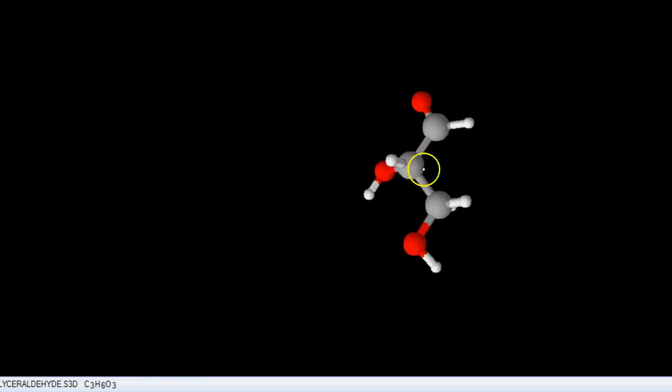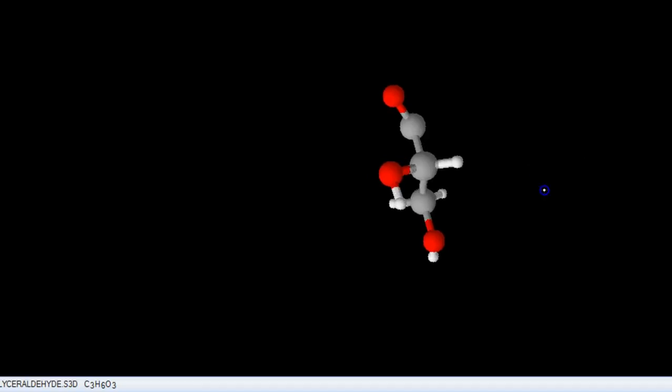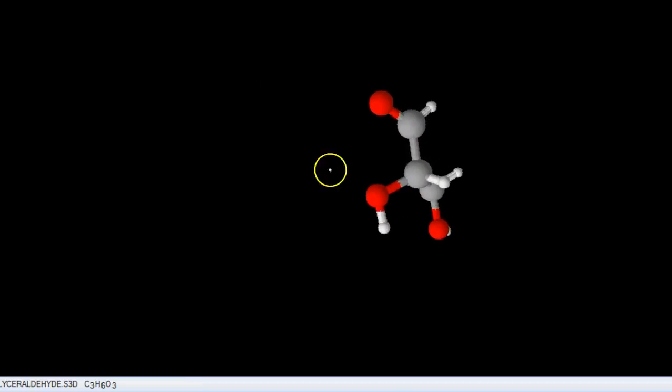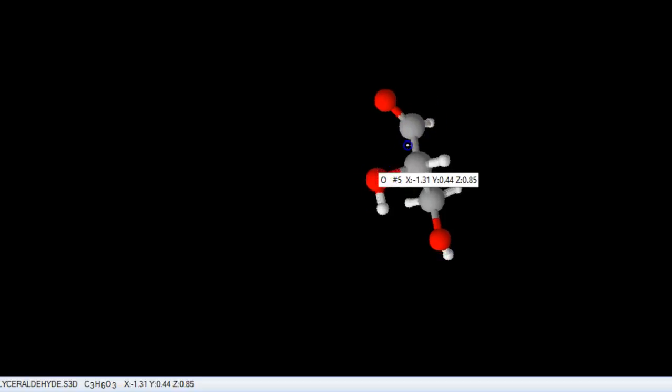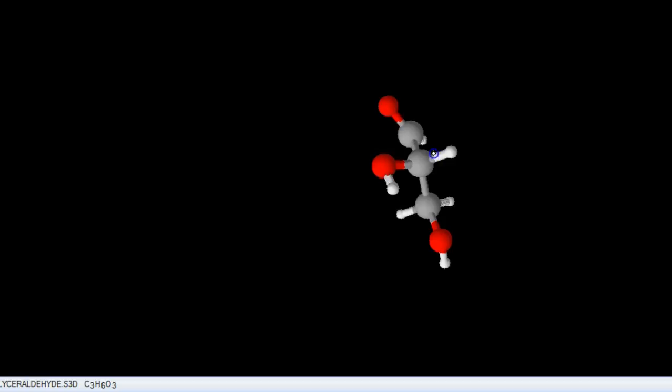So I'll point out that this central carbon has an OH and an H. This carbon at the top has one oxygen and one hydrogen, so that's your aldehyde carbon. I've put it at the top. And this carbon at the bottom has two hydrogens, an O and an H.